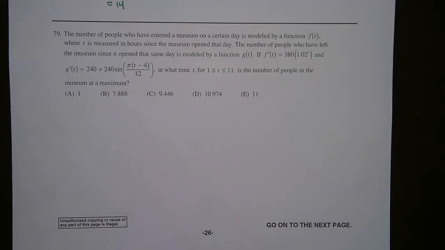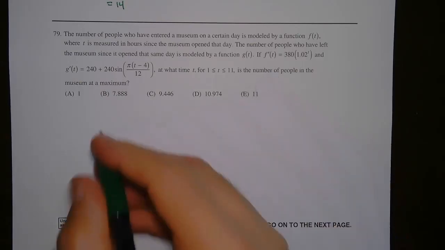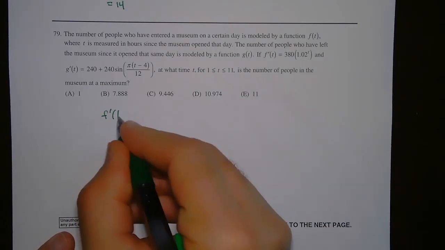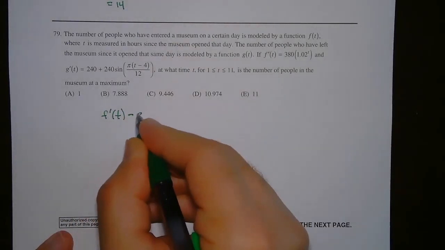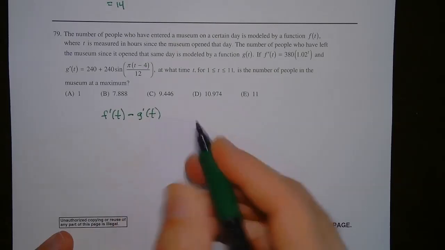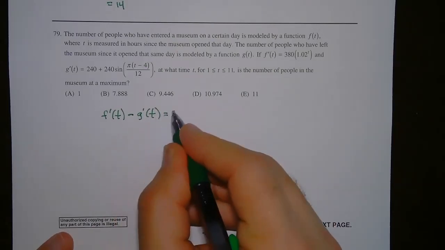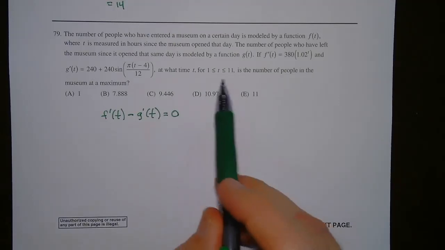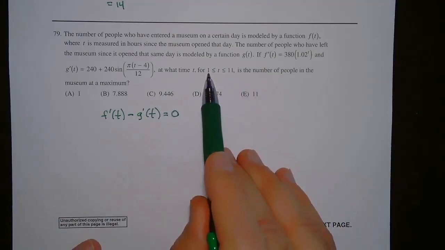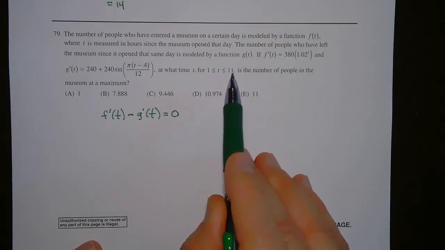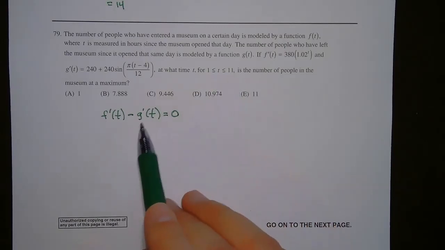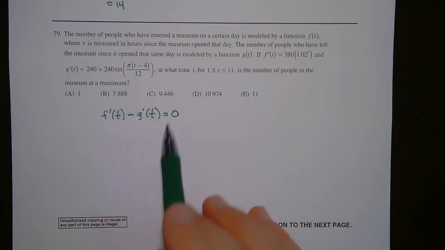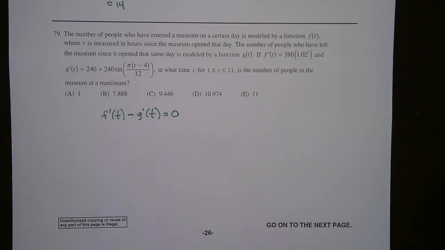So to do that, we have to find the rate of change for the number of people in the museum, and that would be f prime of t, because that's the rate at which they're entering, minus g prime of t, and we need to solve for where this is 0. We're going to look at the endpoints, the number of people at 1 and at 11, and anything that's a relative maximum could be a maximum here. So let's put this into our calculator and solve this.